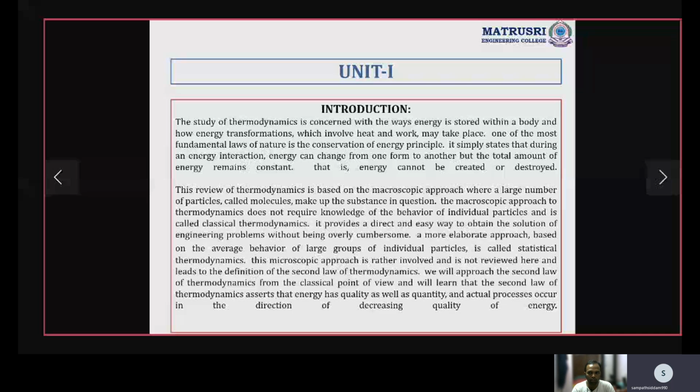Welcome to the next section of the subject, Thermodynamics 1. In the last class, we went through the outcomes and objectives of the subject, and now we'll go through the actual introduction of the subject.